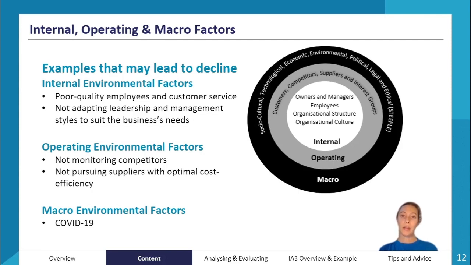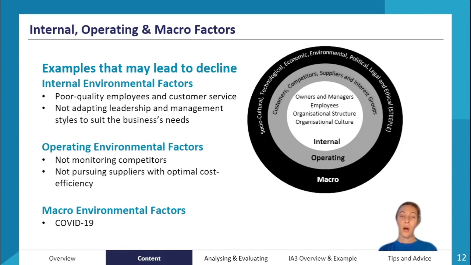And macro is the big things that are sort of out floating around in the air. You've got your STEEPLE acronym, which you may be familiar with from all of the analytical tools that you've done before. It stands for sociocultural, technological, economic, environmental, political, legal, and ethical. So all of those different things that can be going on in the business environment are going to have some kind of impact.